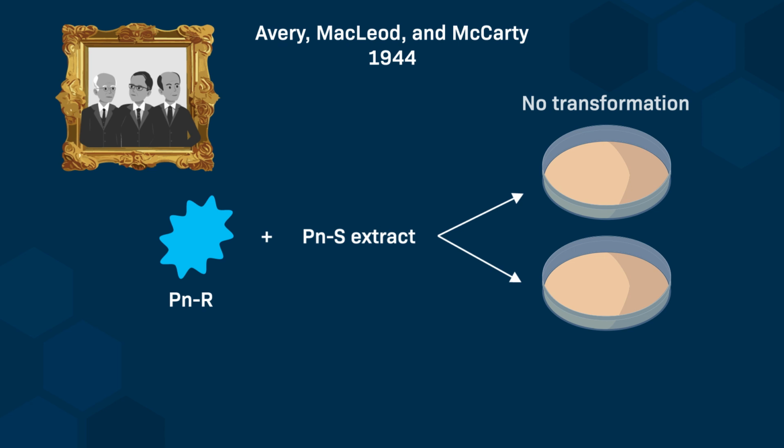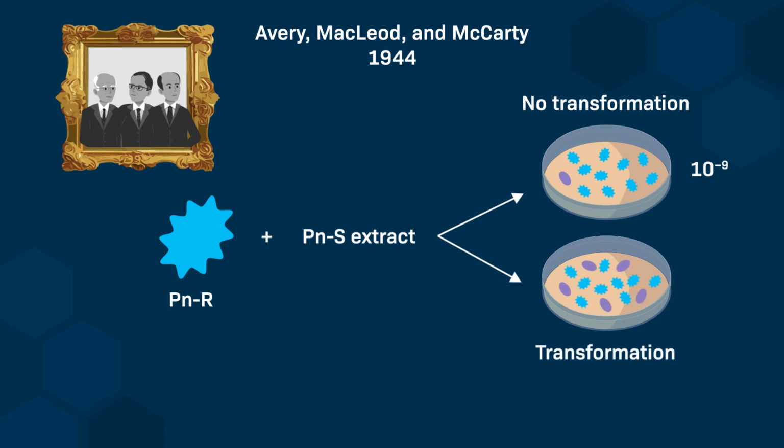If there was no transformation, smooth colonies would appear at a frequency of about 10 to the minus 9. If there was transformation, colonies with a frequency close to 1% or 10 to the minus 2 would be observed.